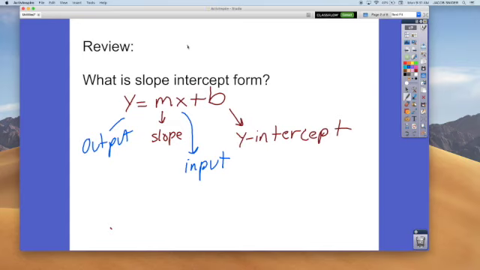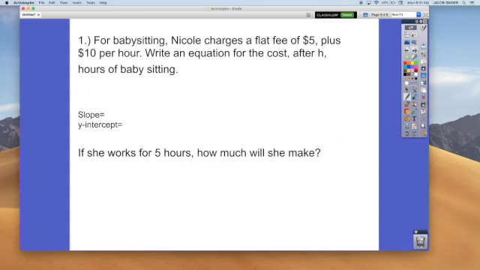Okay? All right, so here's my first story. For babysitting, Nicole charges a flat fee of $5 plus $10 per hour. Write an equation for the cost, okay, we're going to call that C, after H hours of babysitting. All right? After H hours of babysitting. So how would I write that equation?